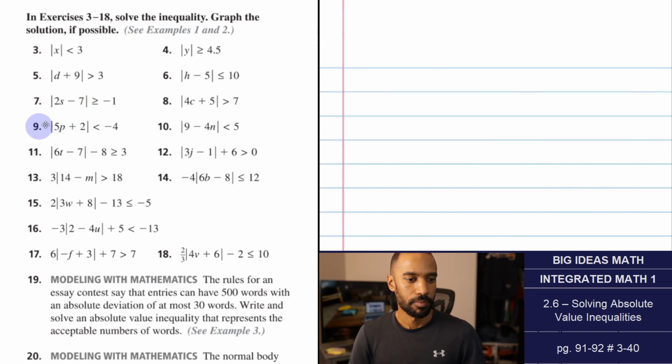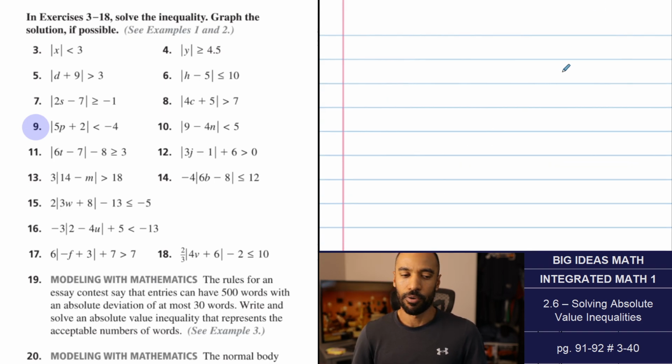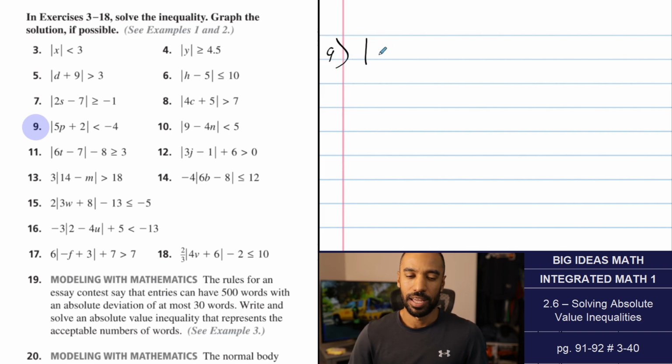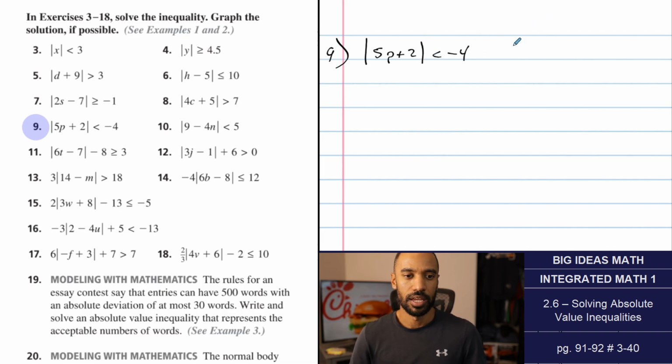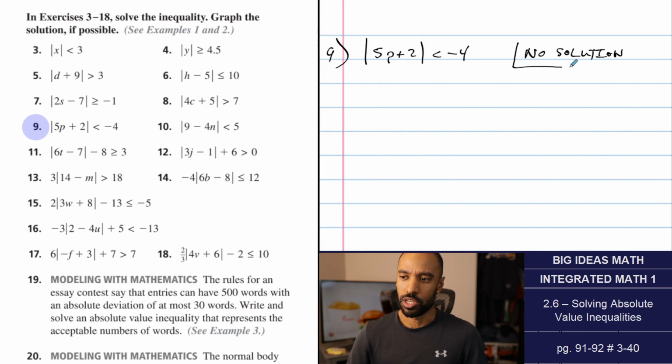Number 9, absolute value of 5p plus 2 is less than negative 4. We can't take the absolute value of something and get a negative out. So we can't ever be less than negative 4. This is a case where nothing can really be written. This was like number 2 as well. Wait, was this one like number 2? Anyway, this is a no solution case. There's nothing to bring about, right? You can't be less than a negative. You can't be a negative in an absolute value case.